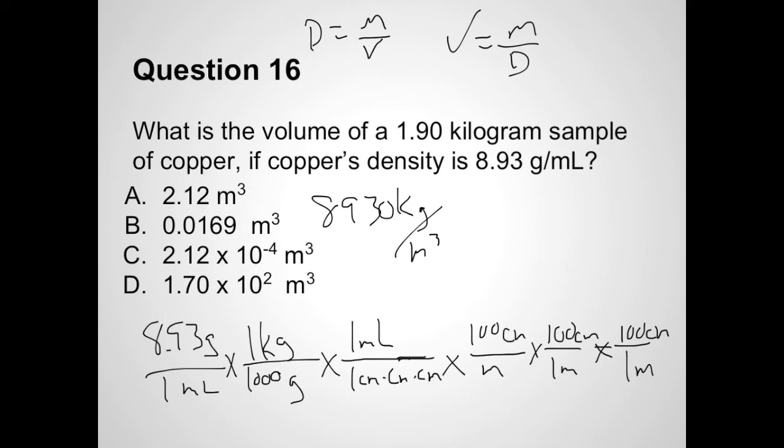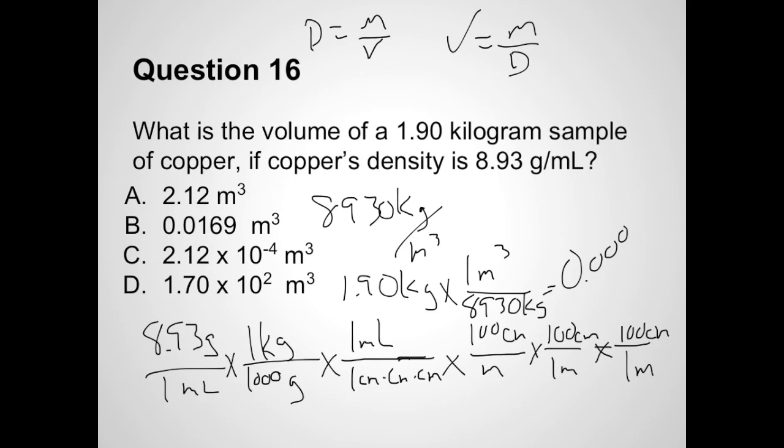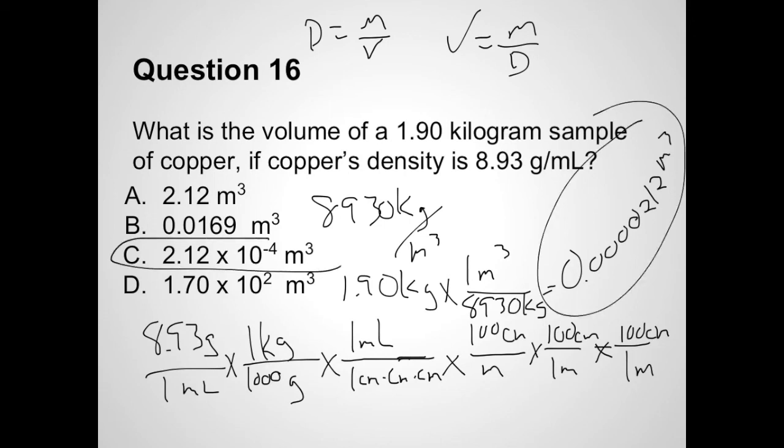So if I'm converting 1.90 kilograms, and I want to find the volume, I'm actually dividing that by the density of 1 cubic meter is 8,930 kilograms, and I get an answer of 0.0000212 cubic meters, which happens to be answer choice C.